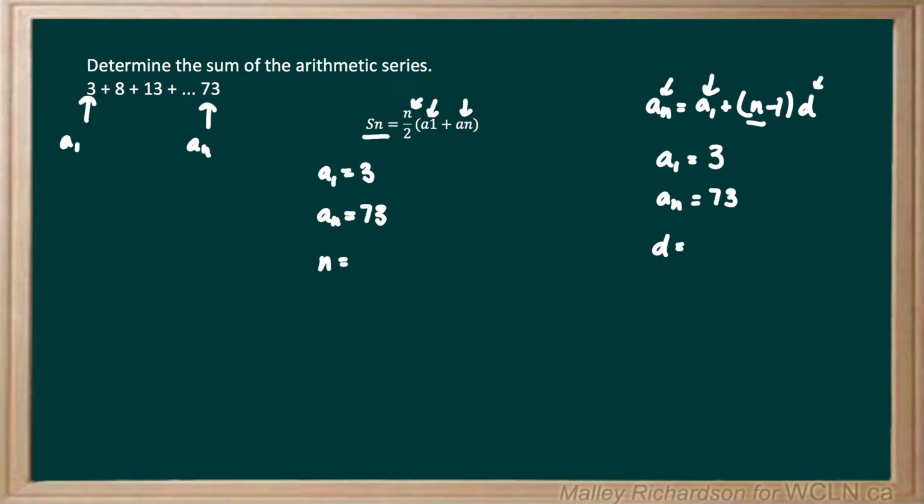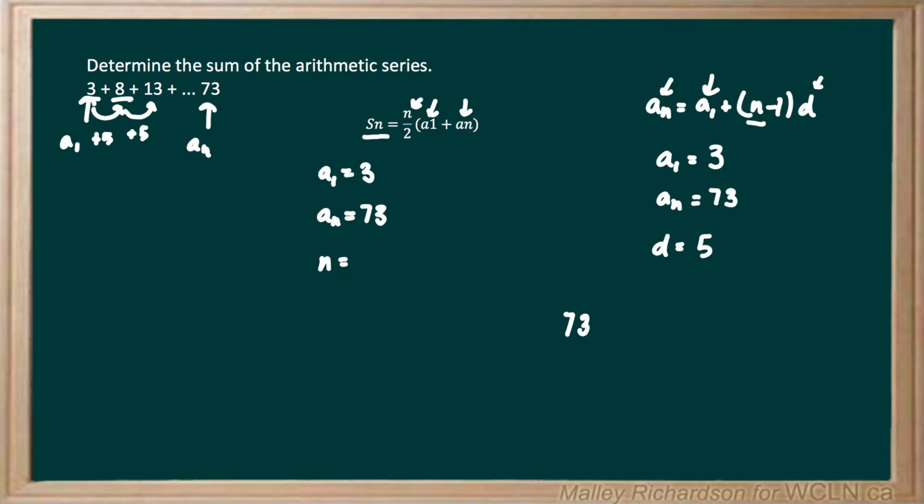Well, to find our common difference d, we need to ask ourselves, how do we get from the first term in our series to the second term? Well, to get from 3 to 8, all we have to do is add 5. To get from 8 to 13, we again have to add 5. So because we're adding 5 each time, that means our common difference d is going to be 5. So now that we know a1, a of n, and d, we can solve for n.